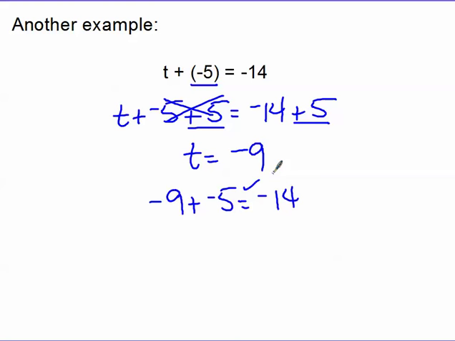And yes, it does. So to solve equations, our goal is to get the letter by itself. So whatever is with it, I need to get rid of it. And we do that by turning it to a 0 or adding its opposite. And if you add its opposite to one side, you have to add its opposite to the other.